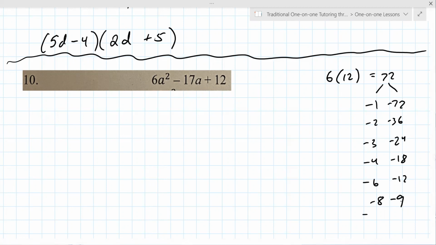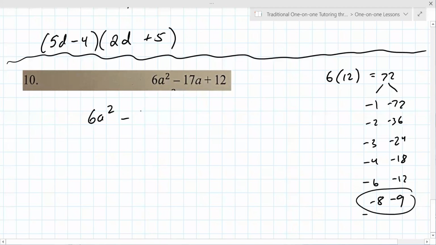Okay, now let me just... -8, -9, right? That's right. So we can go 6a squared minus 8a minus 9a plus 12. So give it a try from here, please. Okay, yeah. Thank you.